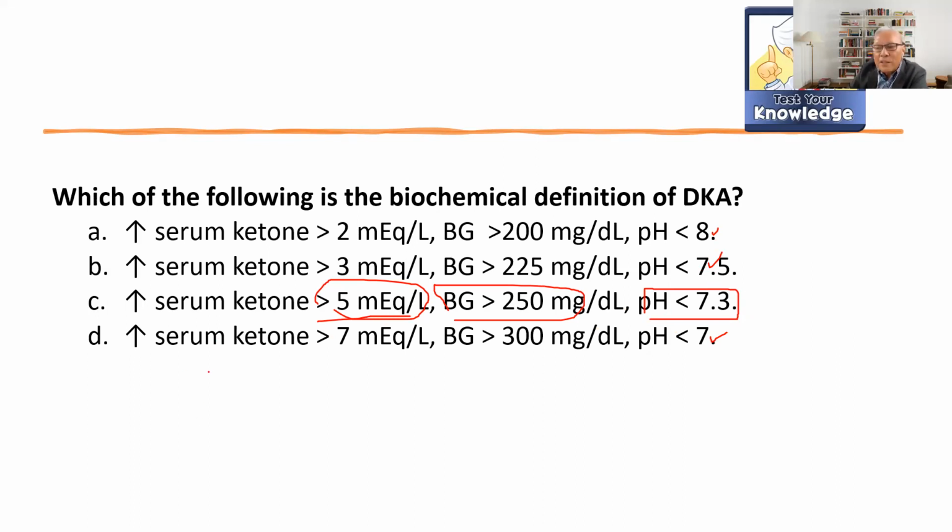All right. The thing that makes the letter D incorrect is that it says that the ketone is 7 MEQs. You remember the ketones has to be more than 5 MEQs. All right.